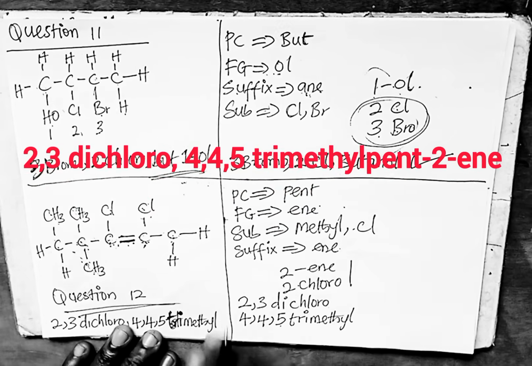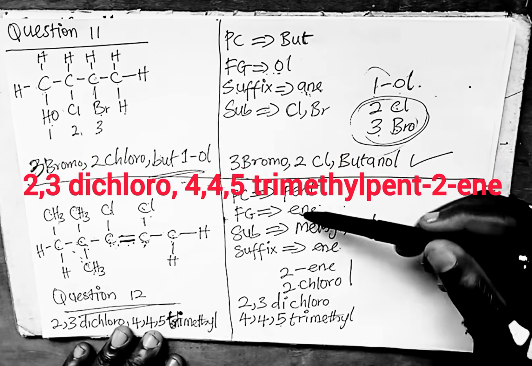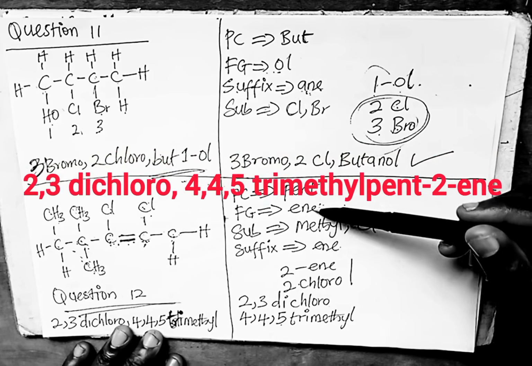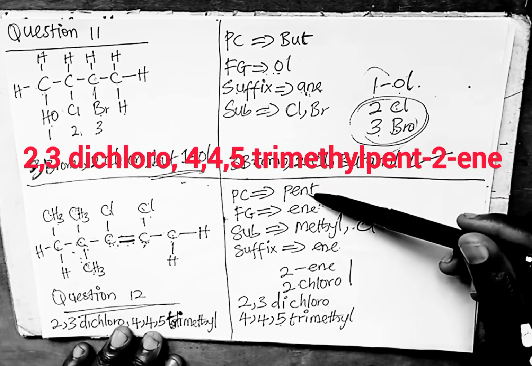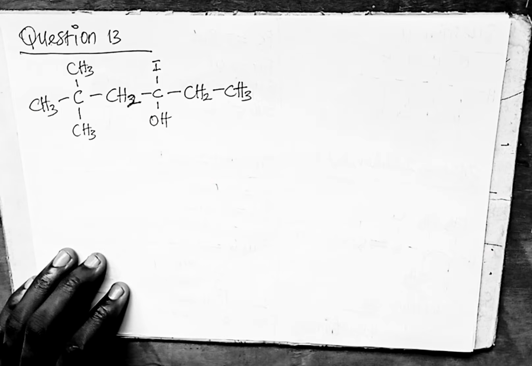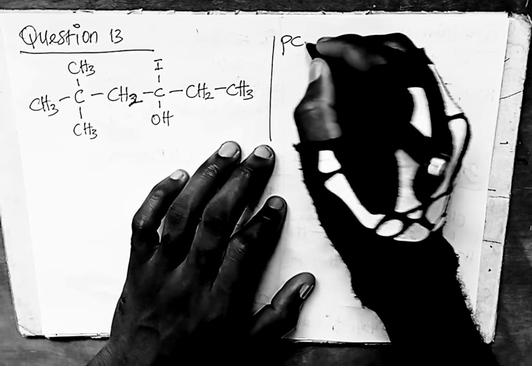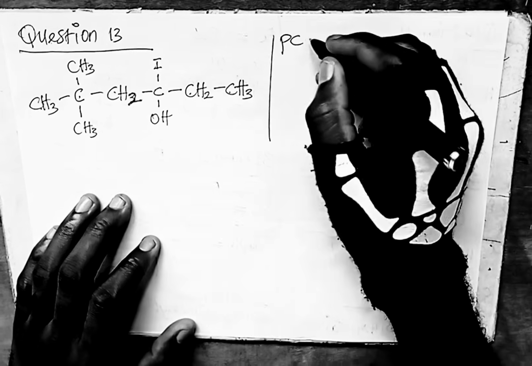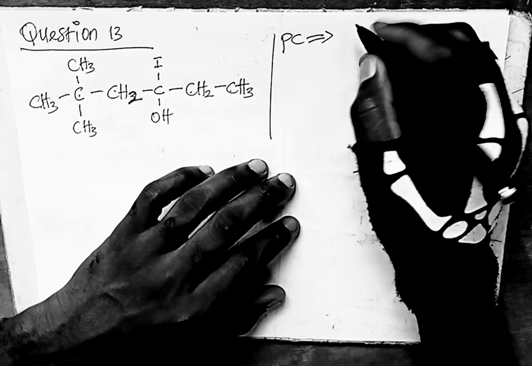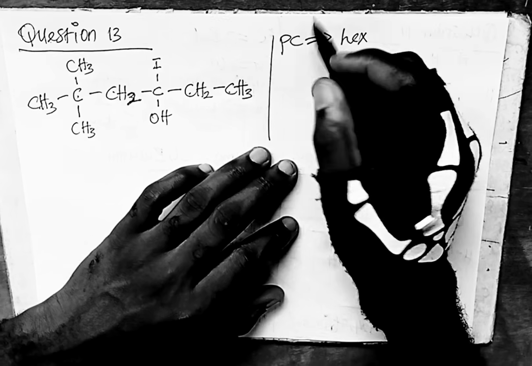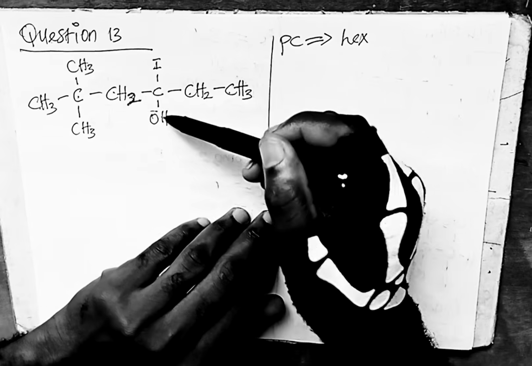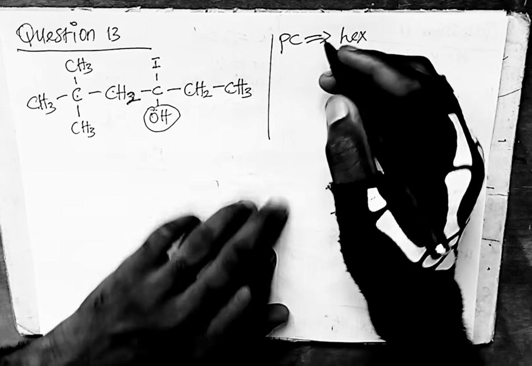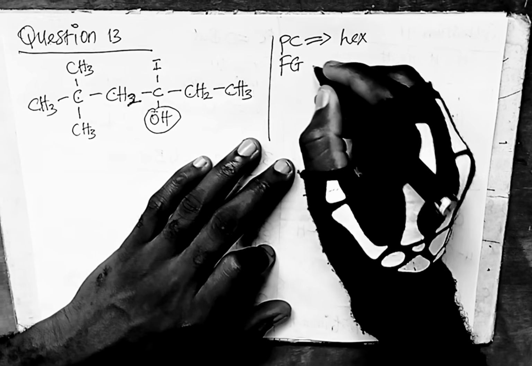Alright. Trimethyl what? What do we have? The suffix is in. The parent chain is what? Is pent. What do we do first? First of all, PC, which is parent chain, longest continuous chain, we count 1, 2, 3, 4, 5, 6. That's 6. 6 is what? 6 is hex. Okay. Then what next? Do we have any functional group here? Yes, we have functional group, which is what? OH. And OH is the what? All. Functional group equal to what?